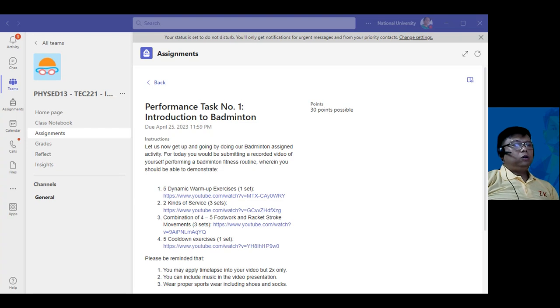For your first performance task, this is going to be mainly an introduction to badminton. The instruction says, let us now get up and going by doing our badminton assigned activity. You will be submitting a recorded video of yourself performing a badminton fitness routine wherein you should demonstrate first 5 dynamic warm-up exercises, performing one set.